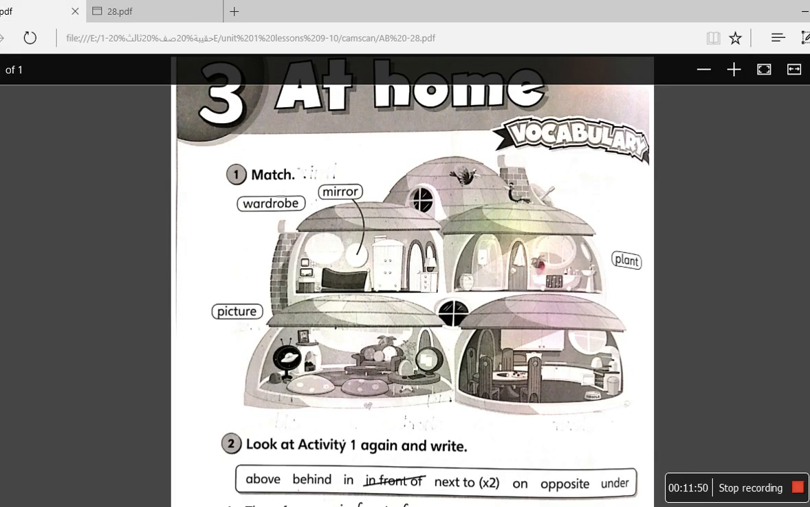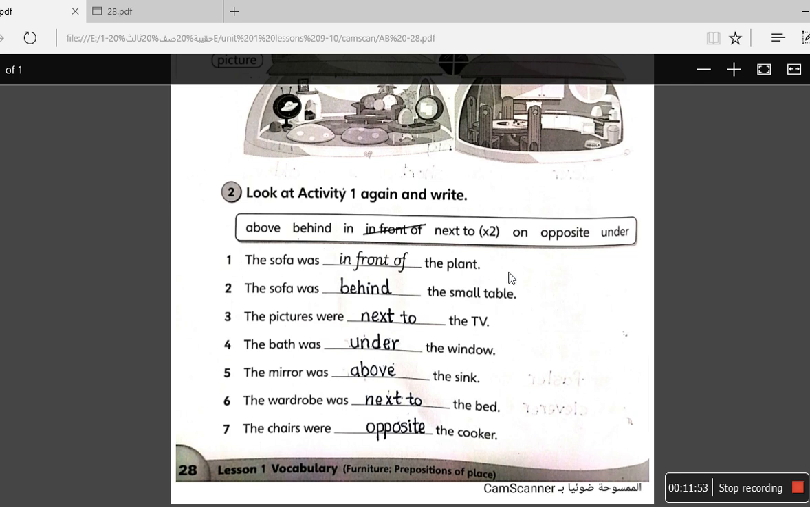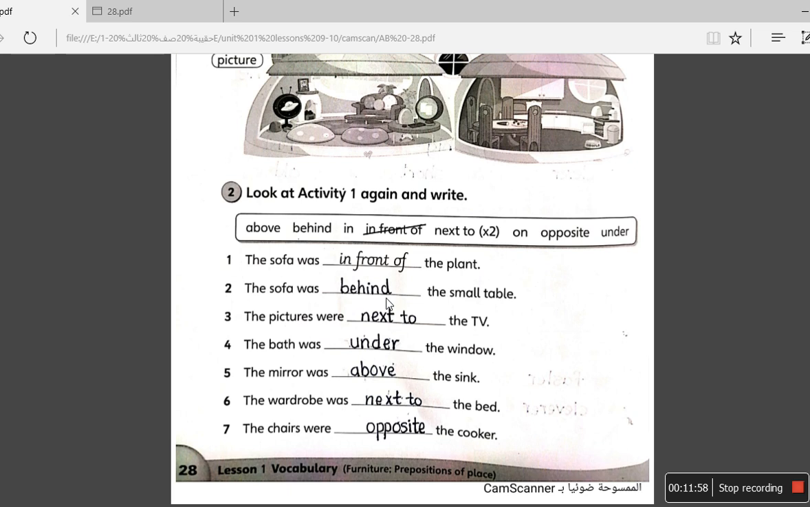Here is the answer. Please. Look, here are the answers. Please write the answers quickly. The sofa was behind the small table. Let's check. The pictures were next to the TV. The bath was under the window. The mirror was above the sink. The wardrobe was next to the bed. The chairs were opposite the cooker. Take your time and write the answers. You can pause the video and do the activity.